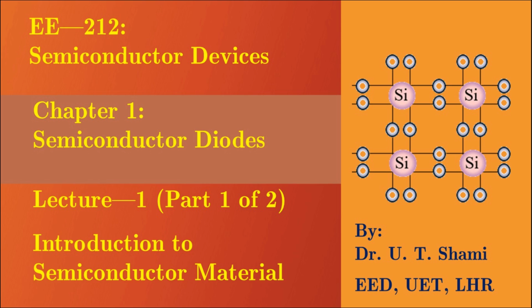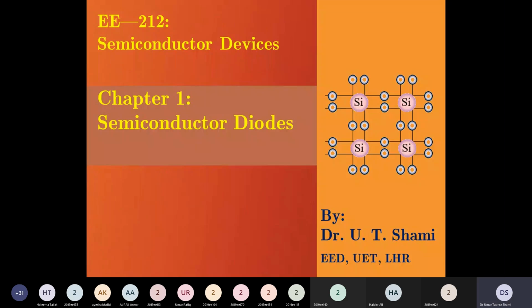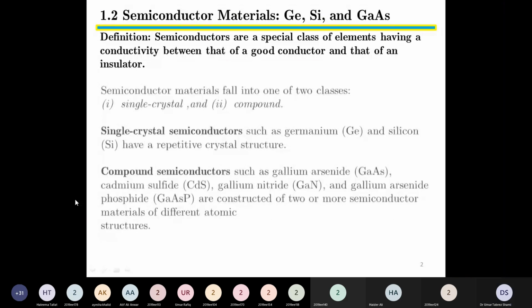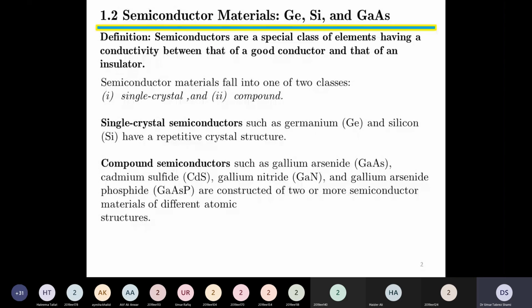Bismillahirrahmanirrahim. This is our first lecture on semiconductor devices, course code 212. In this lecture, we will start with chapter number 1. The title of chapter number 1 is Semiconductor Diodes. And the textbook is Electronic Devices by Boylestad and Nashelsky. So our first article is article number 1.2.